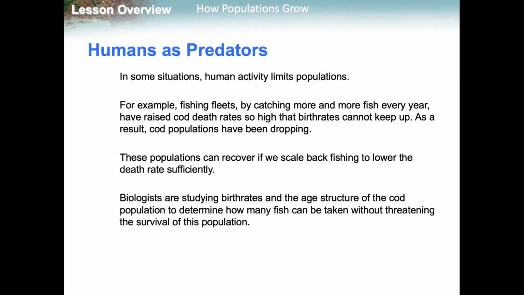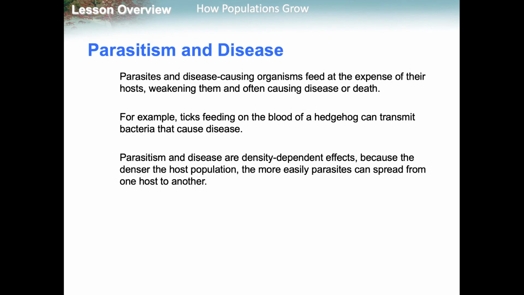Humans were also predators. We cause a lot of issues by overdoing things. So fishing fleets catch more and more fish every year. So we overfish. That causes higher death rates versus birth rates, which causes a decrease in all the fish population. So we need to cut back on fishing in order to let that population increase.